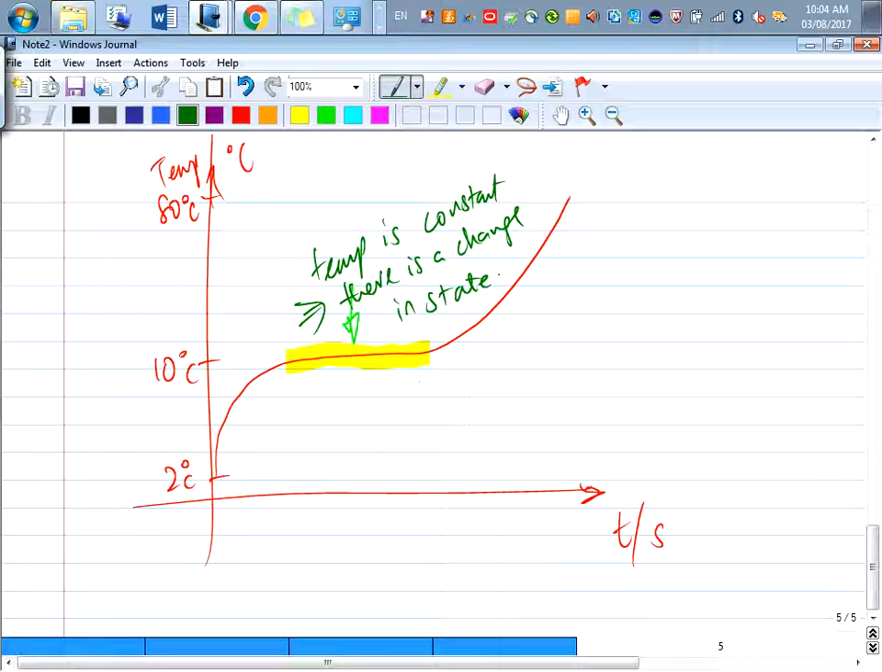Meaning, anytime I give this kind of graph, whatever item it is, whenever it undergoes the process of melting, temperature is expected to increase. Then when it is melting, it will be a constant temperature. After it has finished melting, then the temperature will rise again.